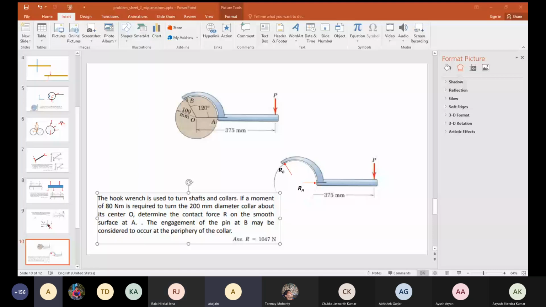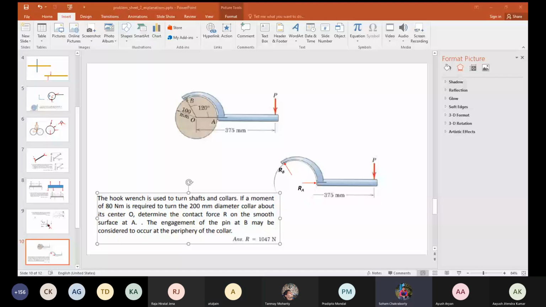Sir, we'll equate to 80, no? Why? 80 is for the cuboid. 80 is in the diagram given in the question. Sir, I already used it and got 104.7. That is the external reaction. When you are drawing the free body diagram of only the hook wrench, that 80 is not coming into the picture. When you draw the free body diagram of the entire structure, that 80 is coming into the picture.